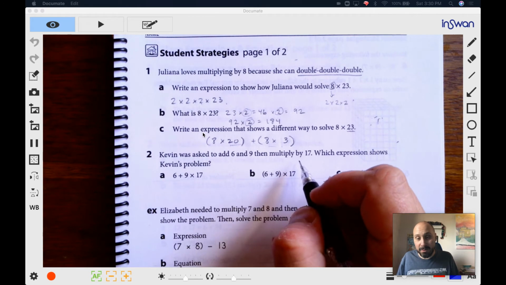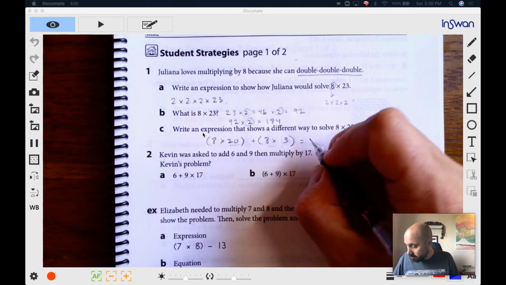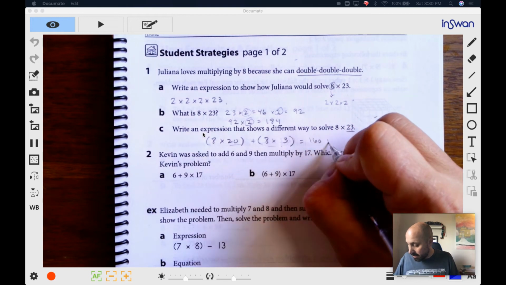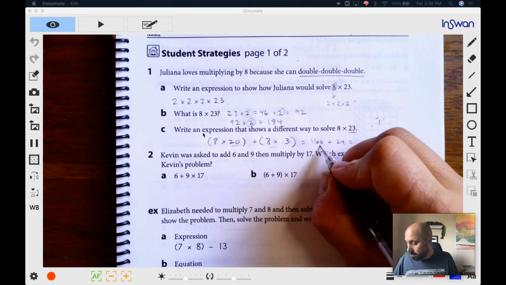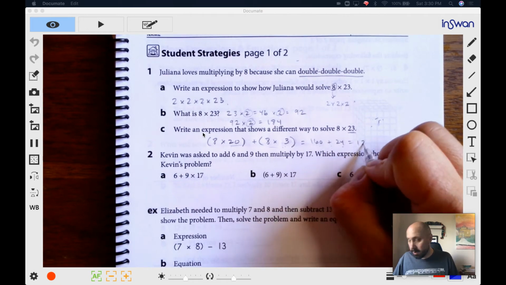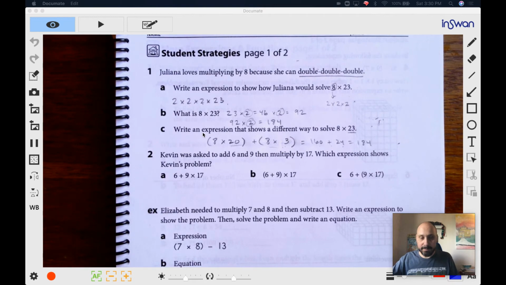And then it breaks down into a little easier to manage, I think, because 8 times 20 is 160. 8 times 3 is 24. 160 plus 24 is 184. So just a different way to look at that problem.